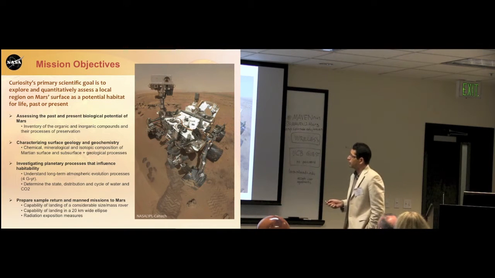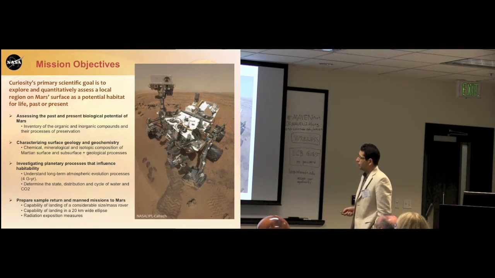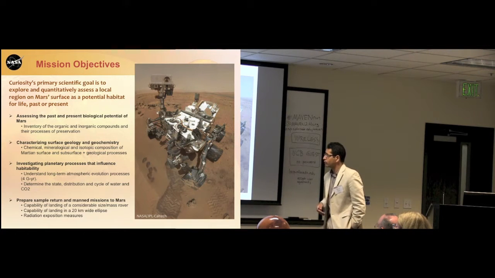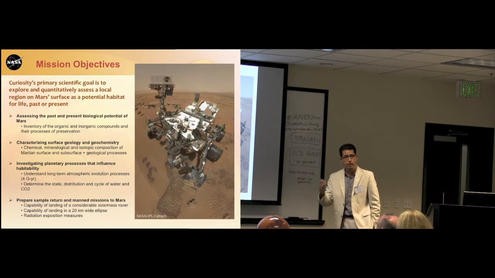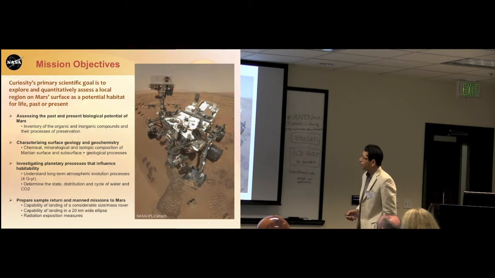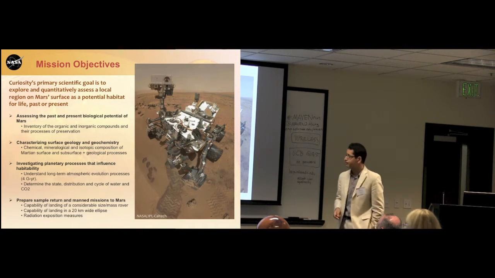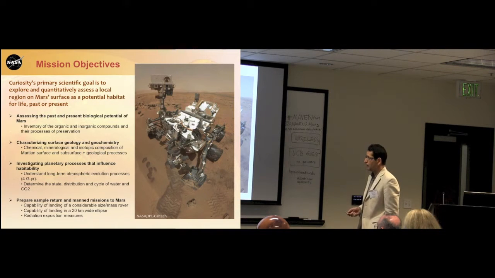And to do that, MSL had four main goals. Obviously the first one is to assess past and present biological potential for Mars, and to characterize the surface geology and geochemistry. These are the two goals that get the attention of the people and the media, obviously. But it also investigates the processes that influence habitability on Mars, which are mostly atmospherically driven. And that's where MSL gets to do the bulk of its atmospheric measurements.